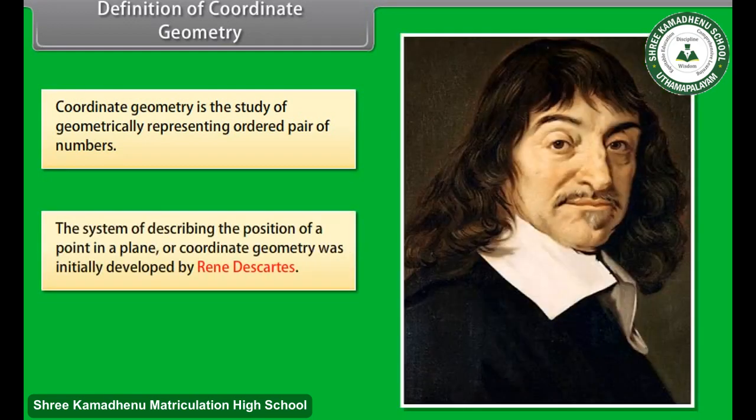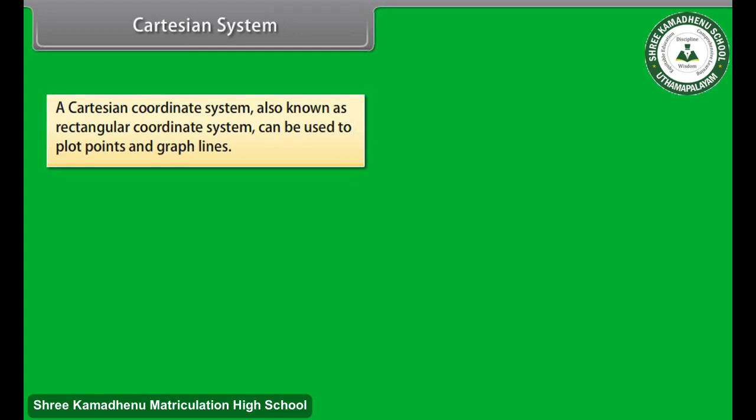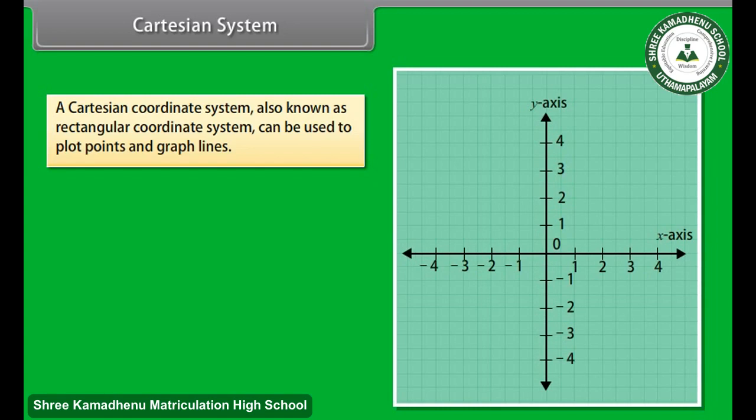Definition of coordinate geometry. Coordinate geometry is the study of geometrically representing ordered pairs of numbers. The system of describing the position of a point in a plane or coordinate geometry was initially developed by René Descartes. This system is often called the Cartesian system. Cartesian system. A Cartesian coordinate system, also known as rectangular coordinate system, can be used to plot points and graph lines. It is basically a set of two number lines, the x-axis and the y-axis.